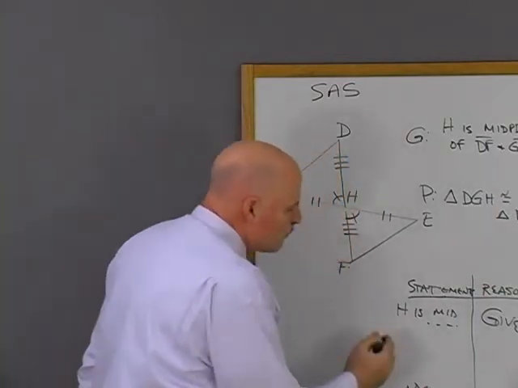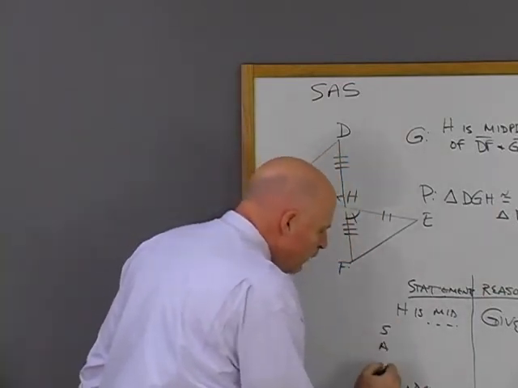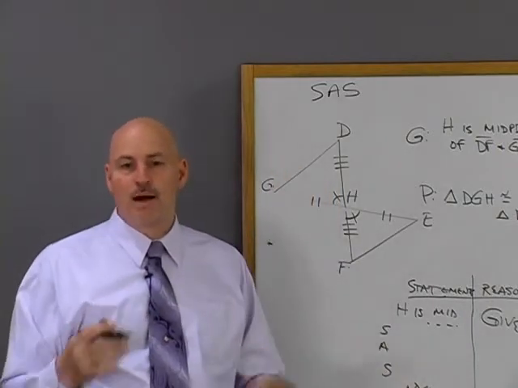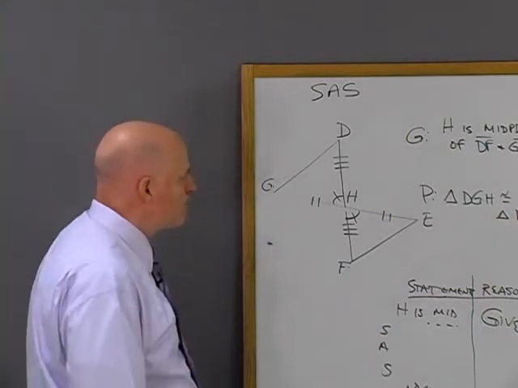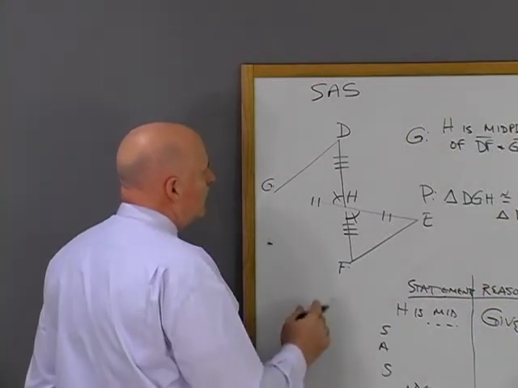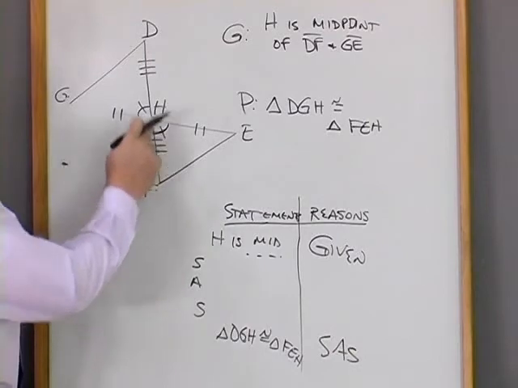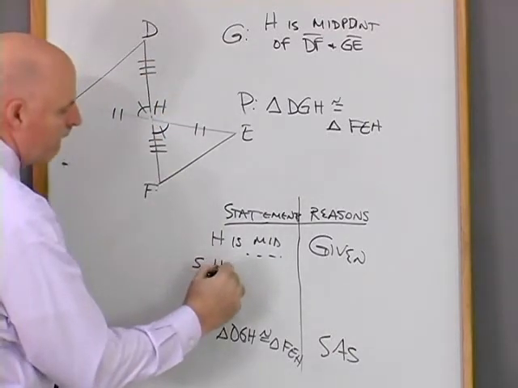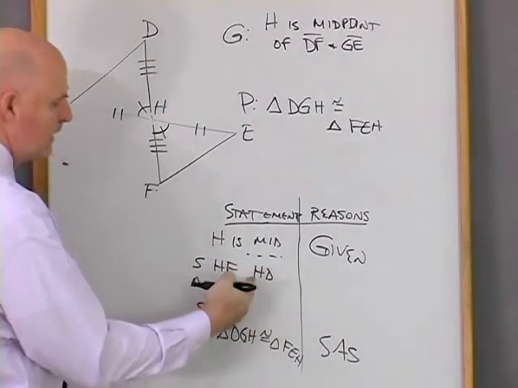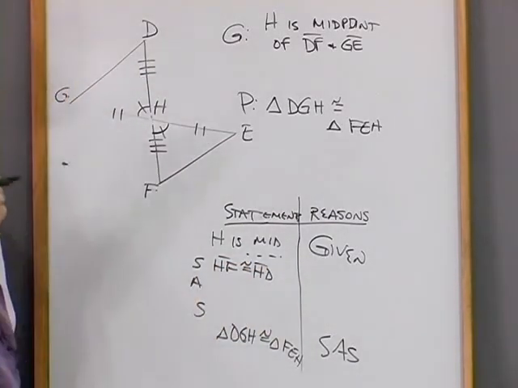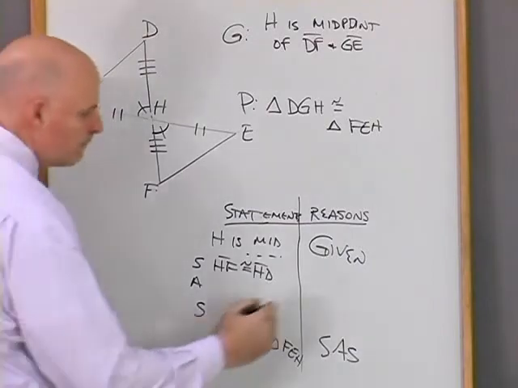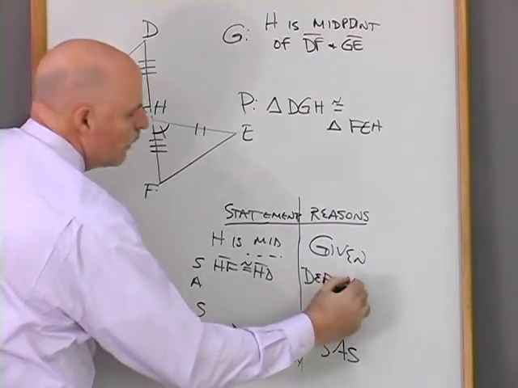So now we've got to write down a side and an angle and a side. You don't have to put it in that order, but it helps me to think of it logically. So what's the first side we're going to put in? HF and HD. Congruent? Why? Why do we know they're congruent? And I'd probably just put definition of a midpoint. Okay, definition, midpoint.